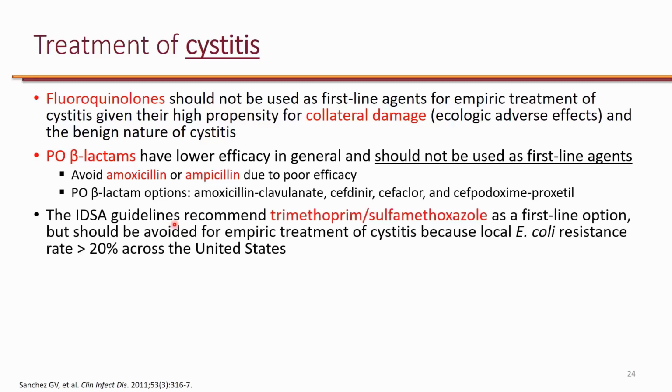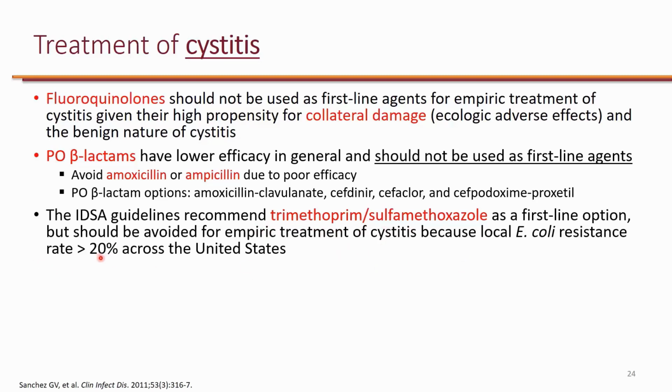The IDSA recommends trimethoprim-sulfamethoxazole, or trim-sulfa, as a first line option, but they do say that you should not use it if the resistance rate is more than 20%. And these guidelines were published in 2011, and since then we know that the resistance rate is actually more than 20% across the United States. So you should not use Bactrim or trim-sulfa for cystitis empirically. And the reason I say you should not use it is because in cystitis we do not get urine cultures. So if you do not get urine cultures, there's no way to know if E. coli is susceptible to trim-sulfa.